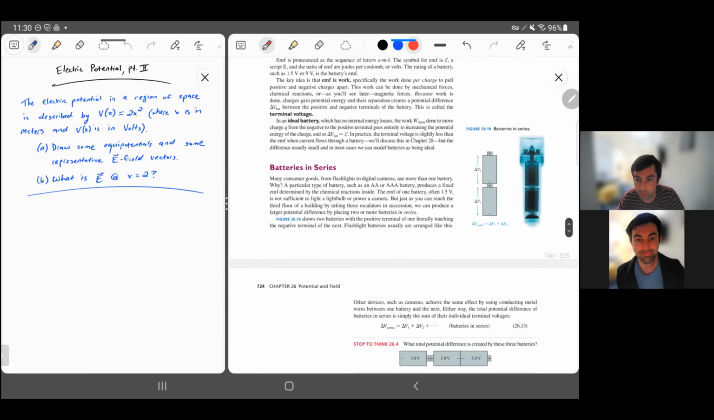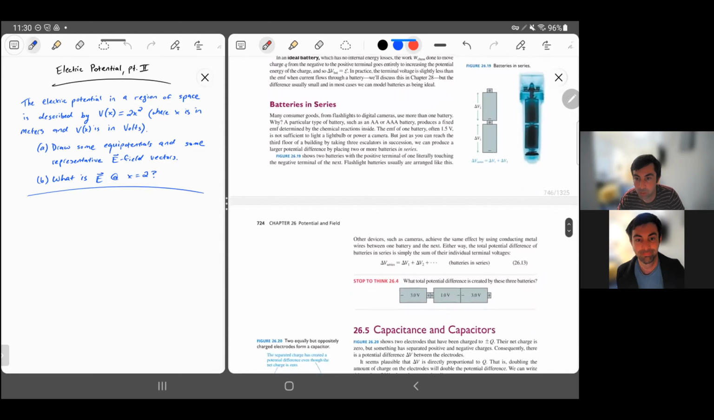You can put batteries together to get bigger voltage differences, but you have to put them in this order, negative to positive. If you go from 1 to 2 to 3, you gain electric potential difference. So delta V is positive going from 1 to 2, and then delta V is positive going from 2 to 3, and you can add those two changes to get the overall voltage change from 1 to 3.